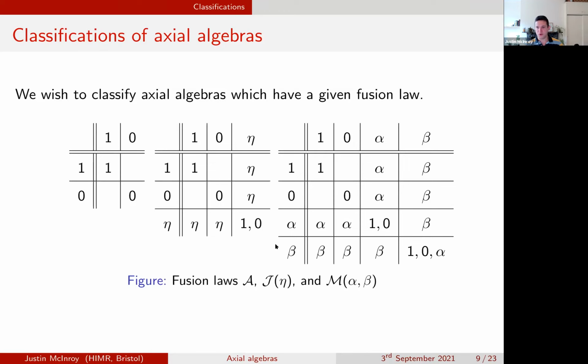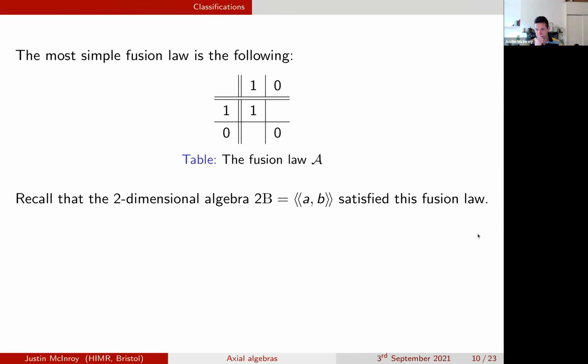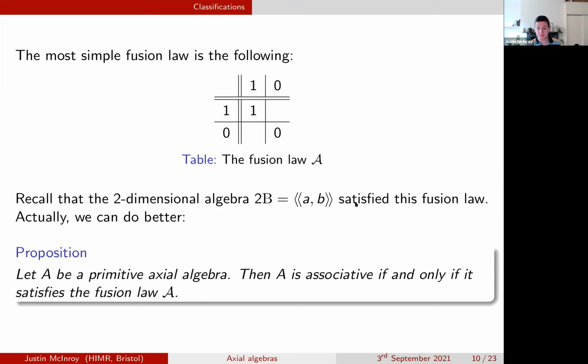And if you remember, here are some of the fusion laws. So this one, remember we saw, is what the 2B, that small 2-dimensional one, satisfied. And then this is the Jordan type one, and this is the monster type one. So let's just consider the smallest one first. This most simple fusion law is the one which was satisfied by this 2-dimensional algebra, which I call 2B. And it turns out that we can do better than this.